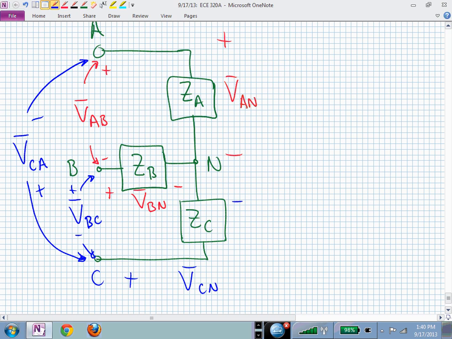Now I want to relate my phase voltages to my line voltages. And to do that, all it requires is that I write a KVL equation. And that's going to say, let me start right here and walk around clockwise. So I'm going to go into the minus terminal of this air gap, V sub AB, between B and A terminals. Then I'm going to proceed down across the A phase. And then I'm going to go back to where I started.